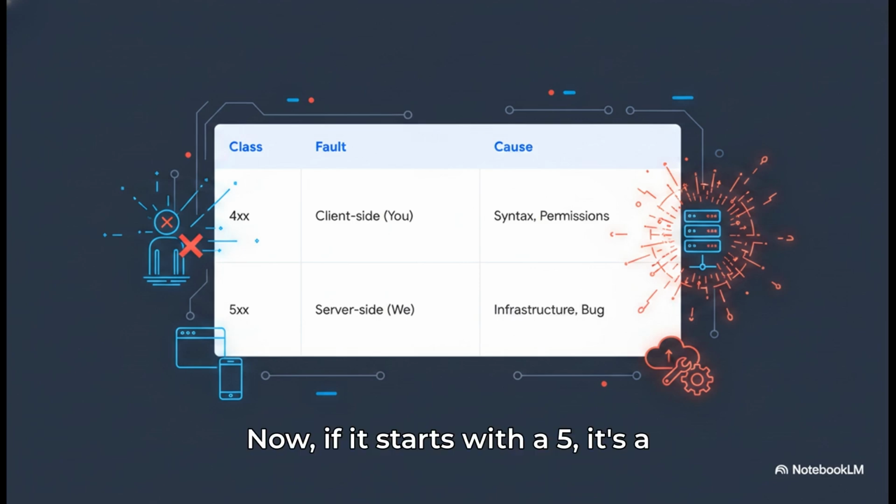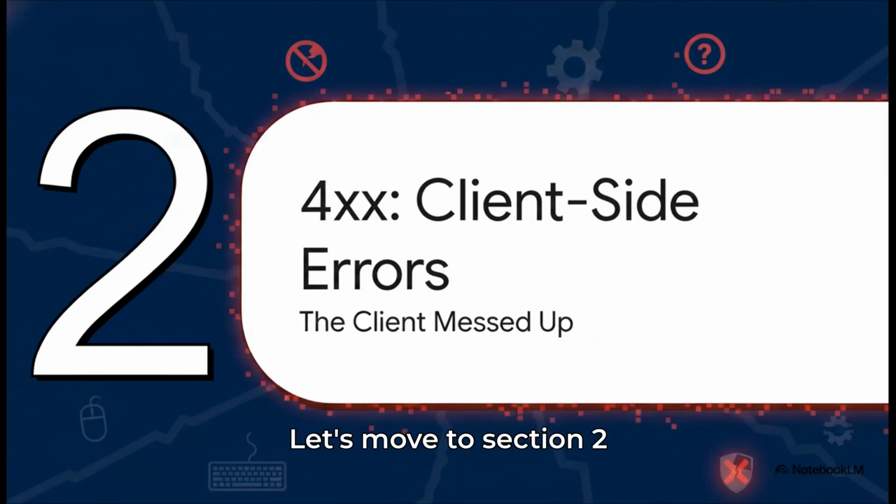You messed up. Now, if it starts with a 5, it's a 5xx server-side error. That means we, the infrastructure or application owners, messed up. Our server crashed, our proxy's busted, or we're just totally overloaded. Keep this framing in your head at all times. Let's move to section 2 and see how this builds.